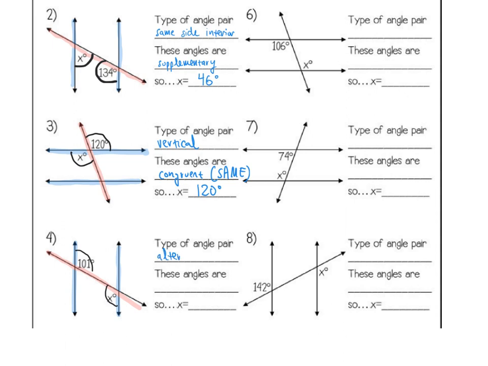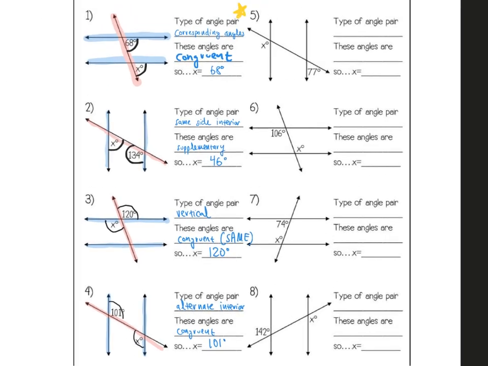Alternate interior angles. And those angles are congruent, meaning they're the exact same. So if 101 is the same as x, x is 101 degrees. Great. Let's look at 5.